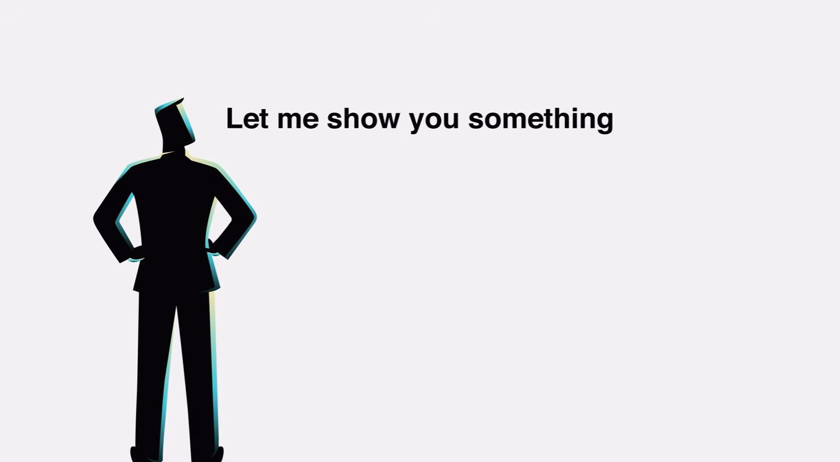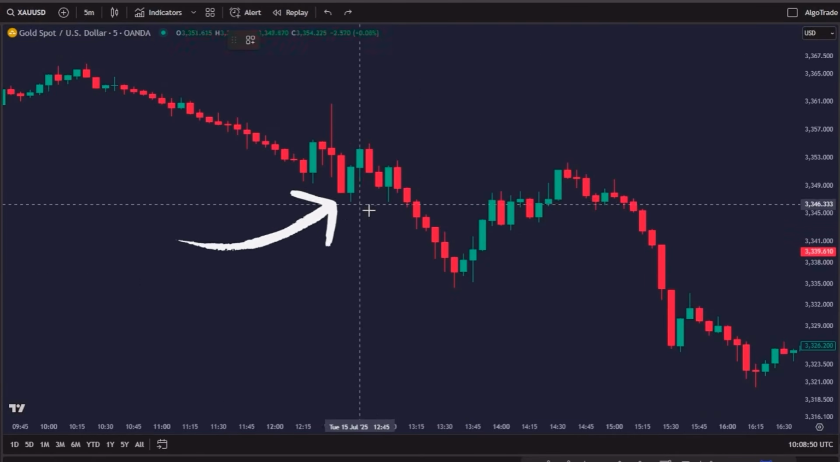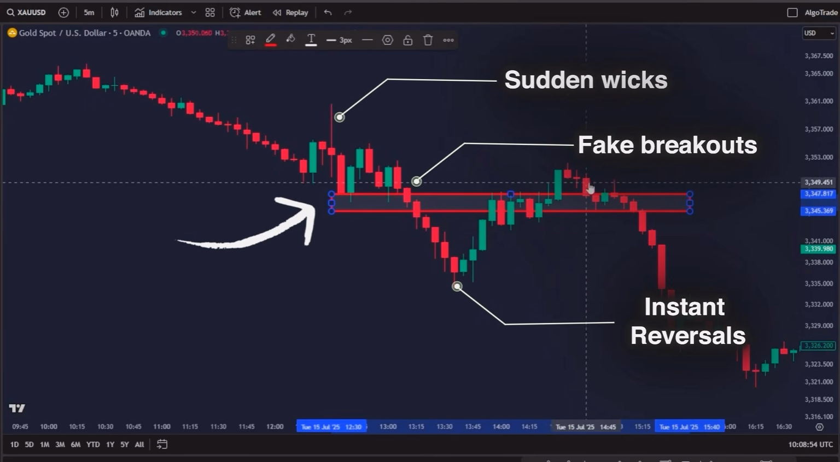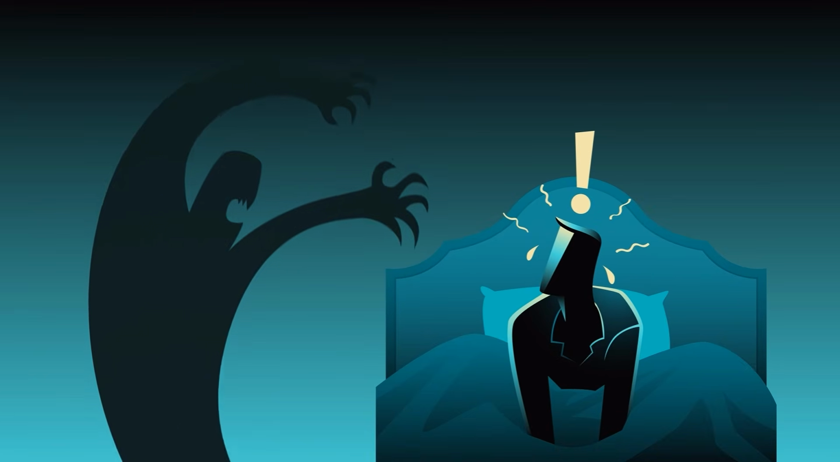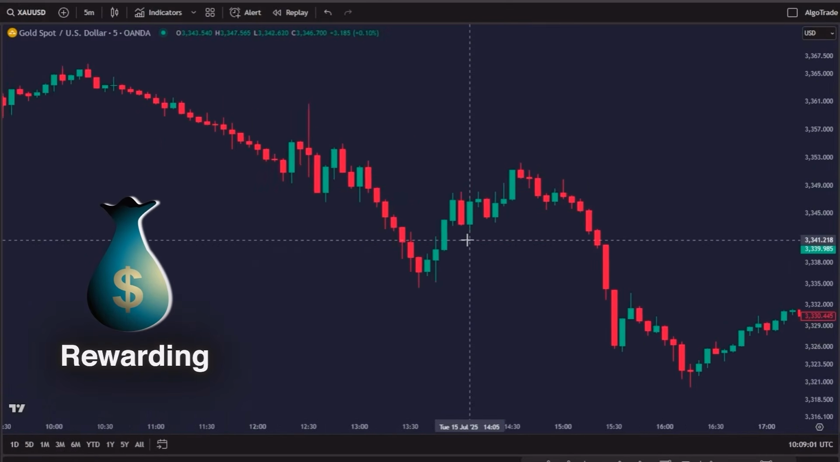Let me show you something. Here's the 5-minute chart of gold. This is the time frame we'll use throughout this series. Look at the volatility, sudden wicks, fake breakouts and instant reversals. That's the scalper's nightmare, but it's also what makes this so rewarding when done right.